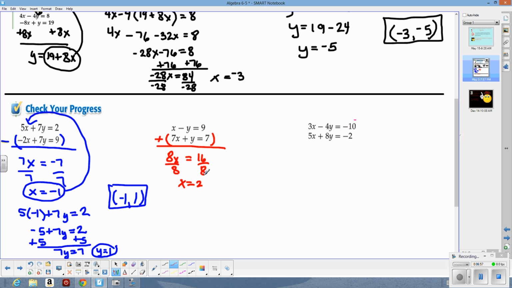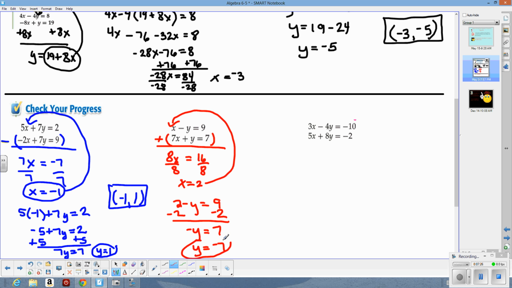Now I'm going to go ahead and plug that back into one of these equations. 2 minus y equals 9. To get y by itself, we're going to subtract 2 from both sides. And then be careful here, it's not y, but it's negative y equals 7, which means a positive y is going to equal a negative 7, because you multiply or divide both sides by negative 1. So now if we write this as an ordered pair, (2, negative 7) is the solution.